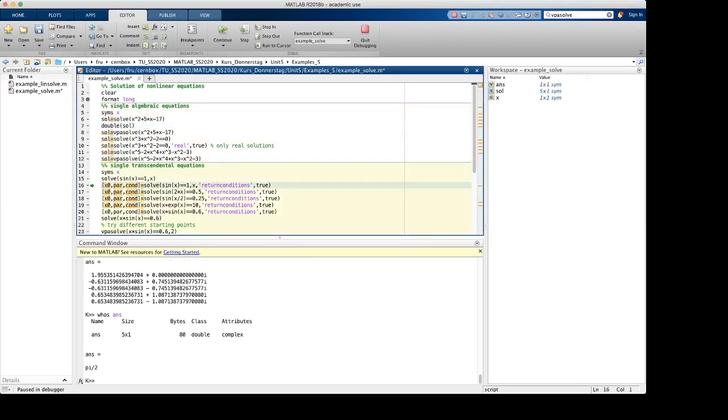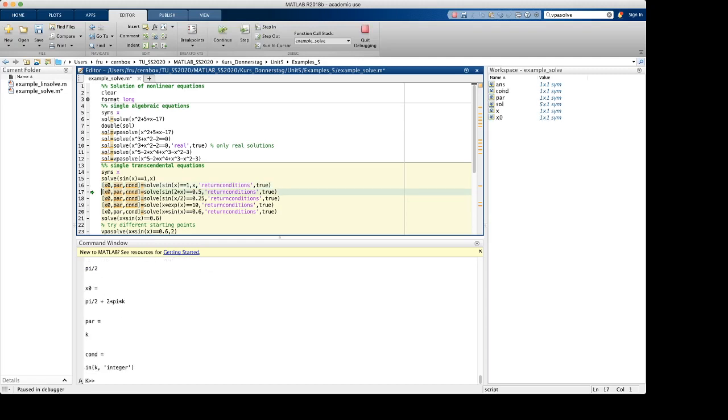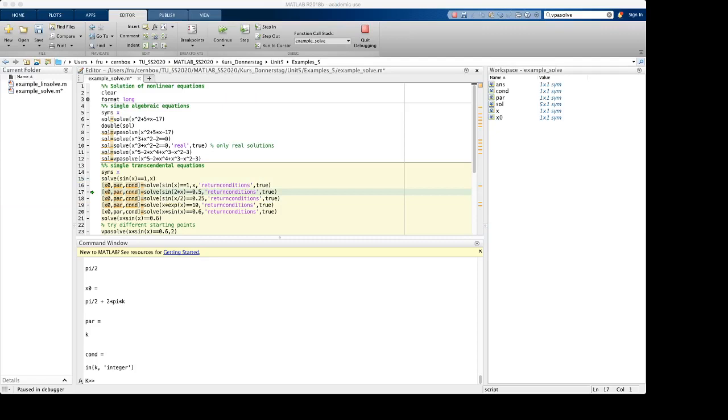So this gives one solution of the equation sine x equals 1, which is pi over 2. But you know that, in fact, this equation has an infinite number of solutions, and we can get those in a parameterized form by giving the parameter ReturnConditions the logical value true. So if we execute this call to the function solve, we get a parameterized form of the solution.